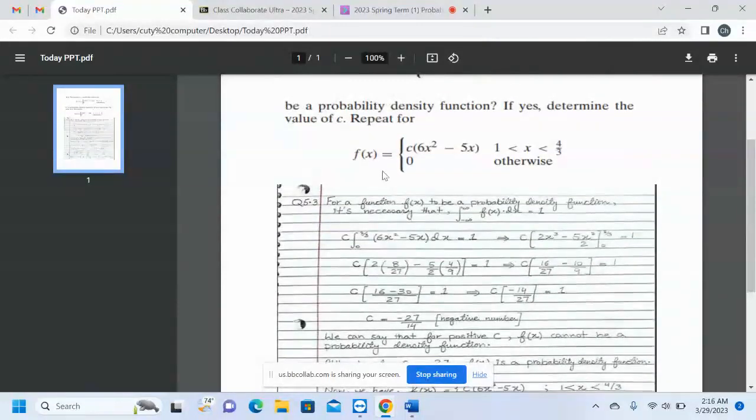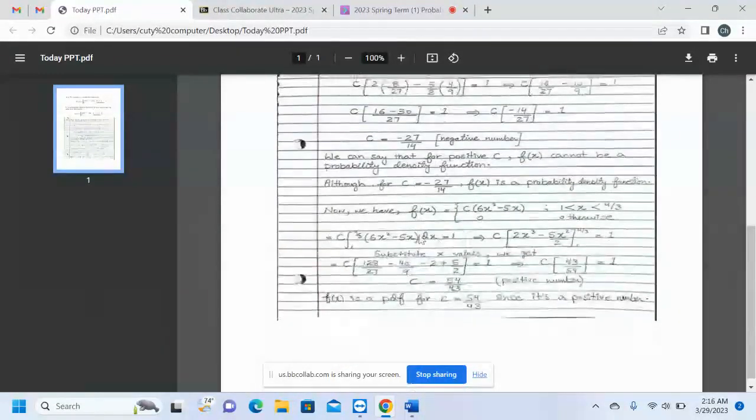And now we are going for the second part. Now we have to solve the second part, which is f(x) equal to c times (6x² − 5x), with x greater than 1 and less than 4/3, otherwise 0. c times the integral from 1 to 4/3 of (6x² − 5x) dx is equal to 1. Similarly to the previous one, we apply the integral and get 2x³ − 5x²/2, with limits 1 to 4/3.